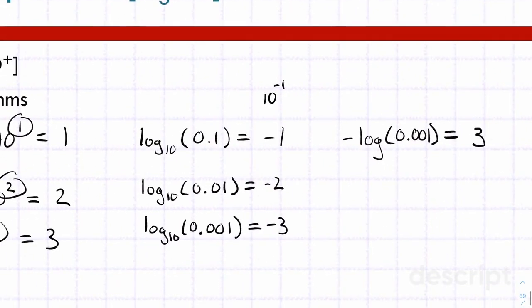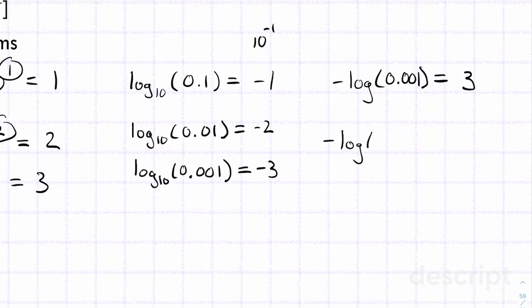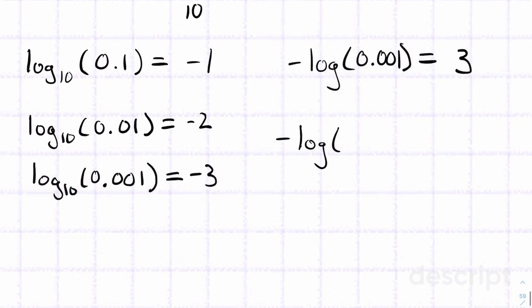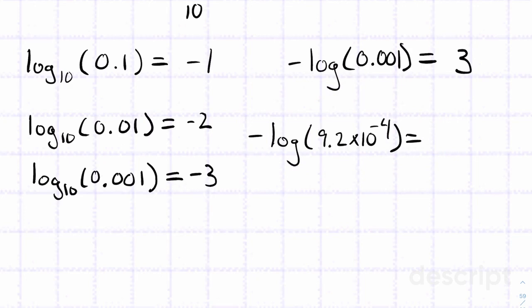Okay. So you get nice whole numbers if you have just 1 and zeros. If it's anything else, that's where the decimals come from. So let's say we have the negative log of, say, 9.2 times 10 to the negative 4. This one you can't do. Well, if you can do this in your head, I'll be thoroughly impressed. So if I take the negative log of 9.2 e to the negative 4, that's going to give me 3.0362.